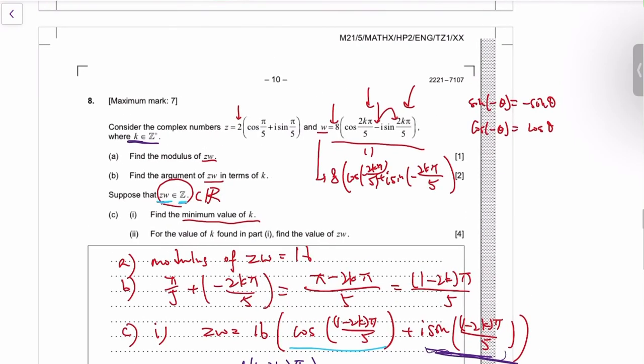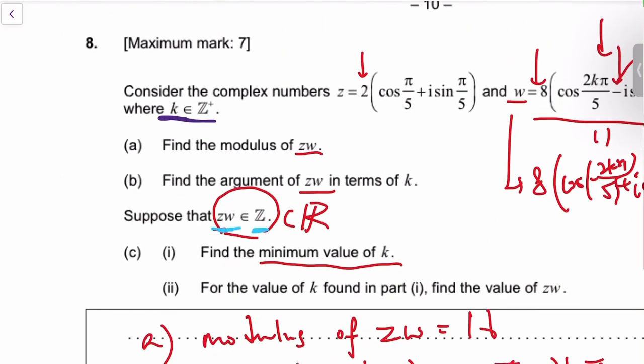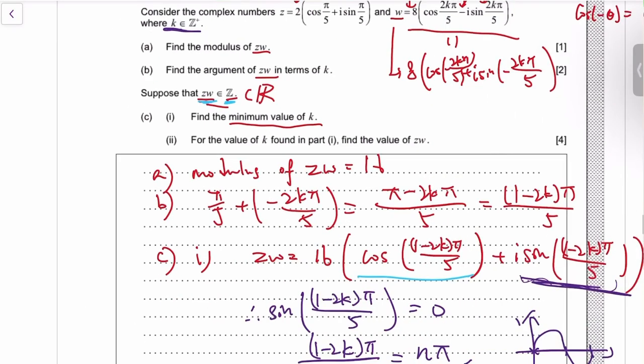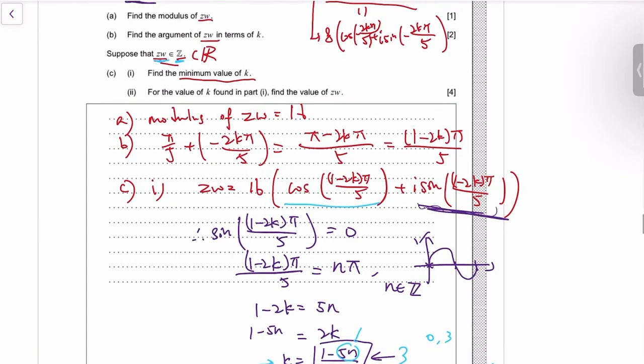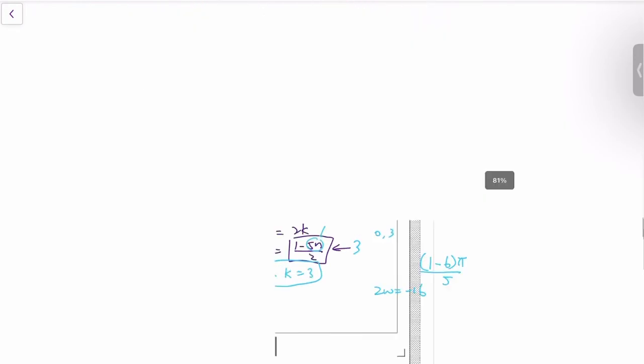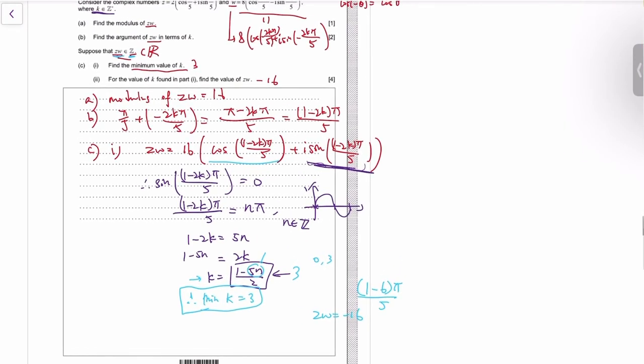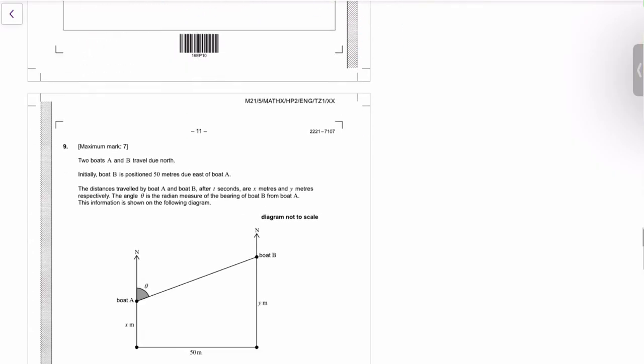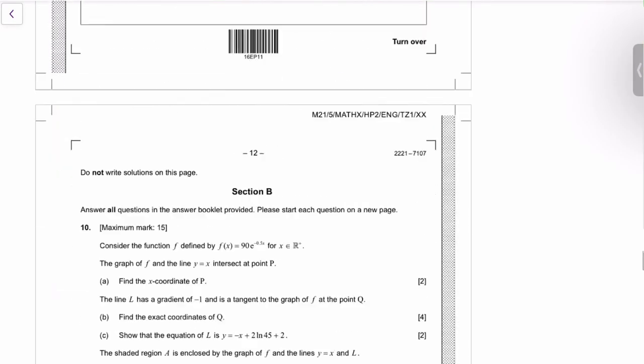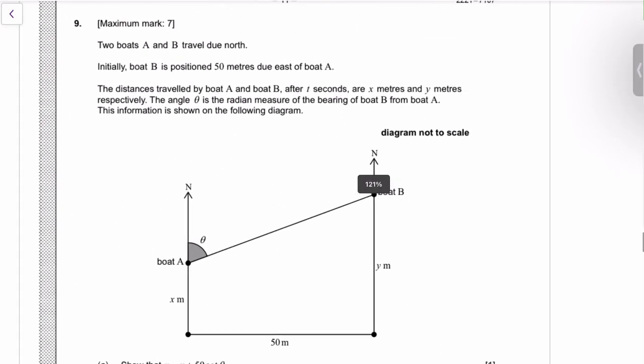Negative 16 is an integer. The question didn't say wz has to be positive, so a negative integer also works. So, oh, that's exactly I. So it's negative 16, and the minimum value of k is 3. Okay, a bit tricky. Oh no, that's not the end of section A, so we'll keep going.